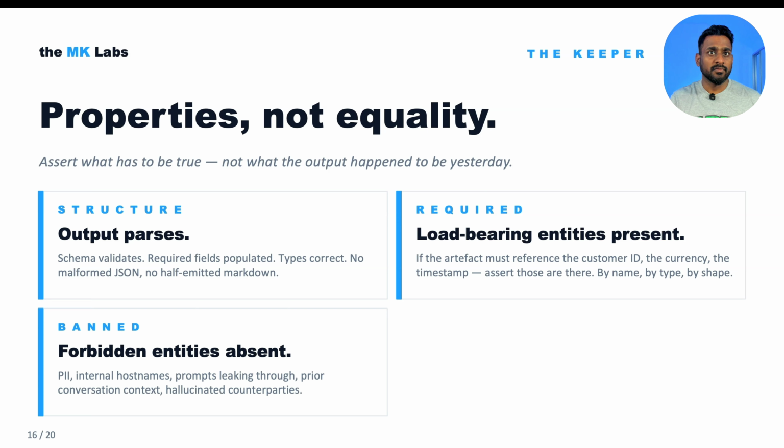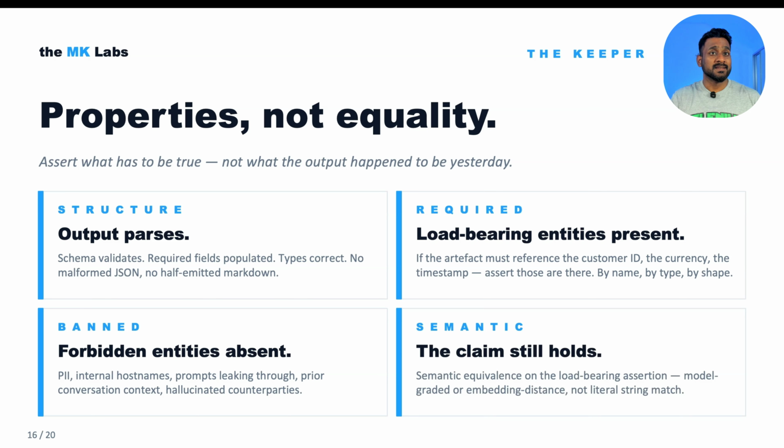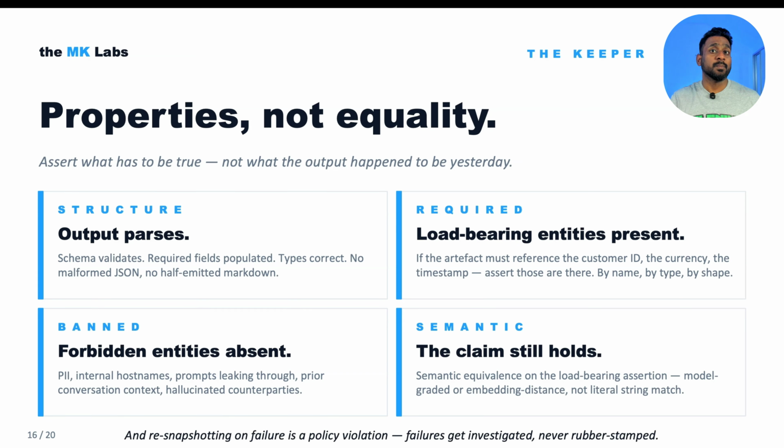Banned entities. Forbidden content must be absent. PII. Very important, right? Internal host names, prompt leakage, prior conversation context, hallucinated counterparties. And semantic validity. The claim still holds even if wording changes. Use semantic equivalence on the load-bearing assertion. Model graded or embedding distance, not literal string match. And one hard rule: re-snapshotting on a failure is a policy violation. Failures get investigated, never rubber stamped.